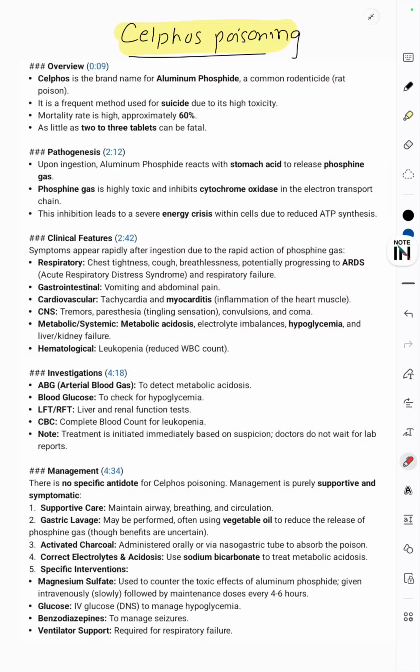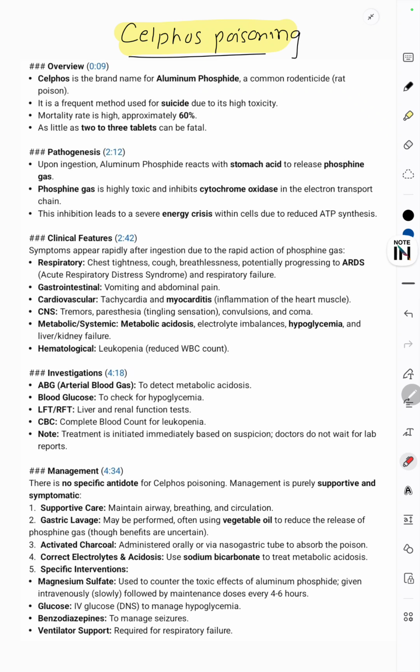So first we'll talk about Sulfas poisoning. Sulfas is a brand name for aluminum phosphide, which is a common rodenticide, that is rat poison, that is taken especially in North India. It is a frequent method used for suicide, and the mortality rate is up to 60%. Two to three tablets can be lethal.